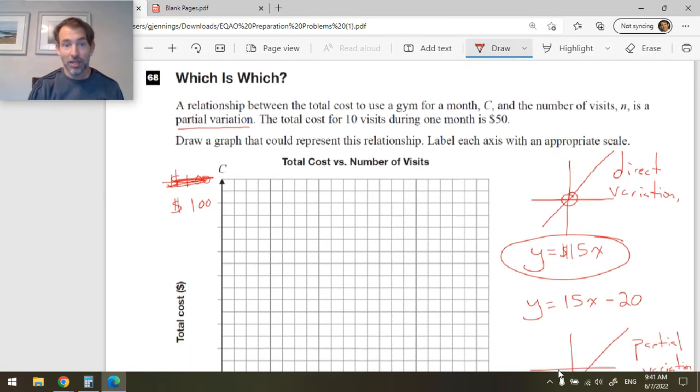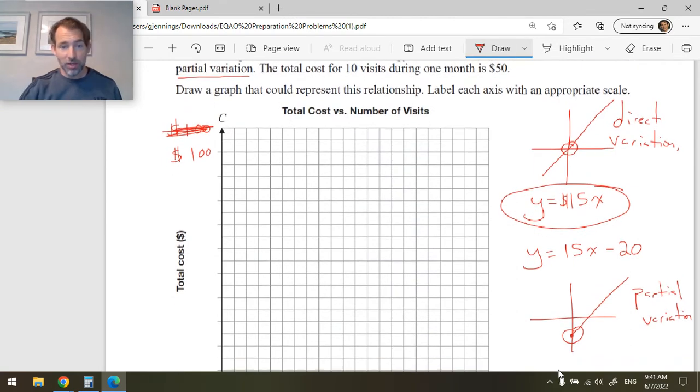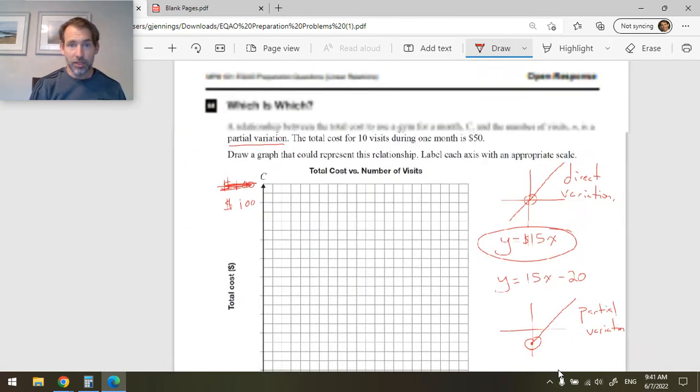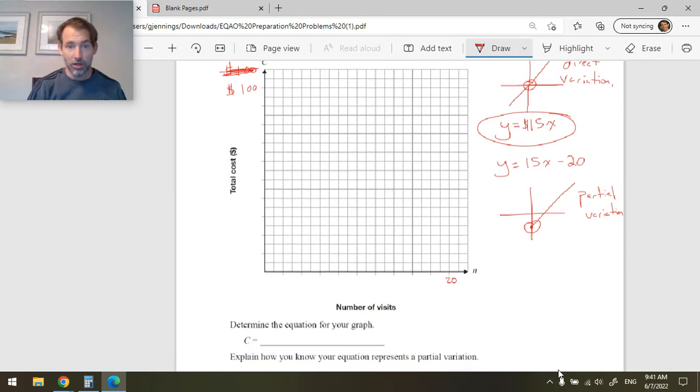But it's not actually. 10 visits during the month is $50. So let's put the point (10, 50). That has to be on our line. So 10 visits: 1, 2, 3, 4, 5, 6, 7, 8, 9, 10. There's the point 10. And then 50: 5, 10, 15, 20, 25, 30, 35, 40, 45, 50. There's 50. And so bring those together. That's the point (10, 50), and we're happy with that.